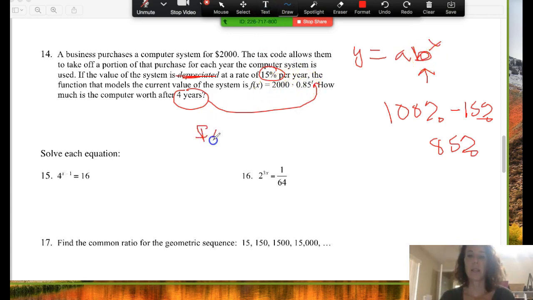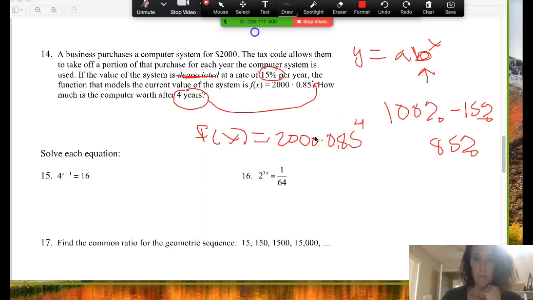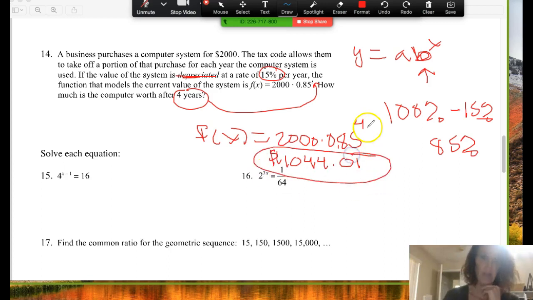So all you do is take f of x, and that's equal to 2,000 times 0.85, and then the time is 4. So you just plug this in on a calculator, bam, you're done. All right, so if I plug that in on a calculator, this to the 4th power times 2,000, I'm going to get 1044.0125, so we're going to go 0.01. That's about how much money you'll have, how much it's worth after 4 years.